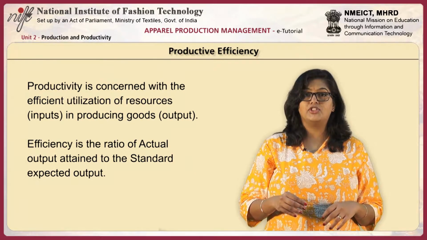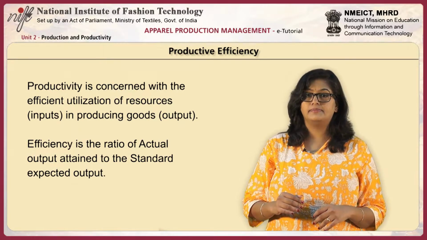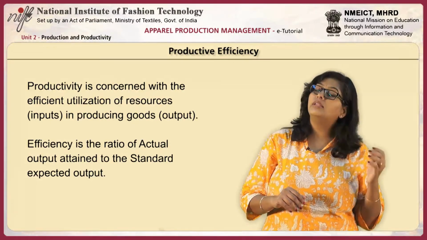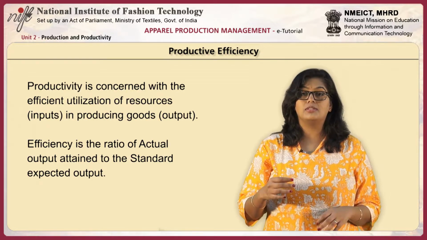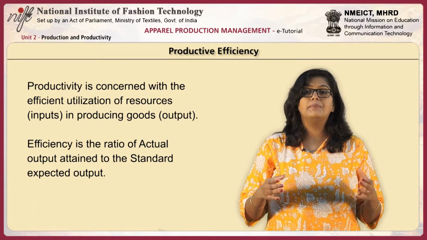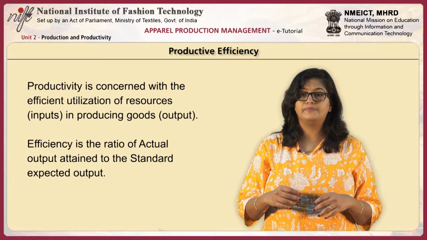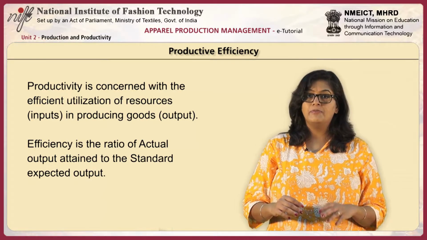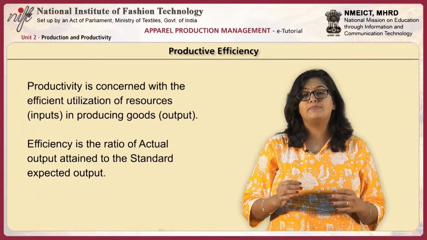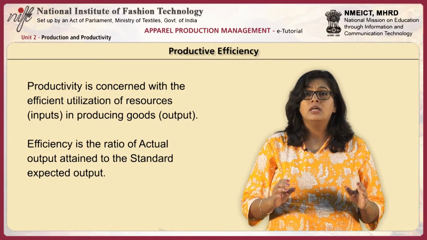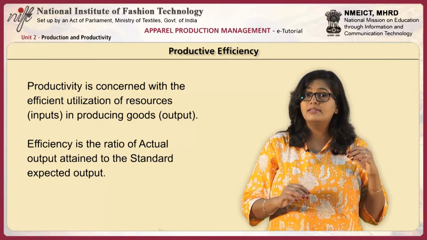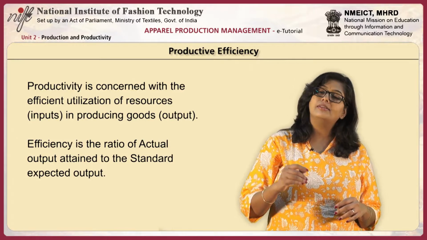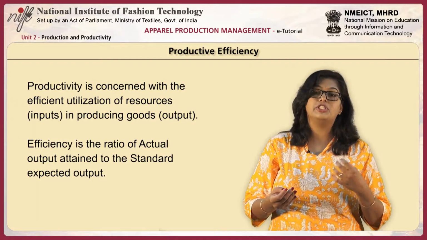Now let us try to understand productive efficiency. In simple words, productivity is concerned with the efficient utilization of resources, that is the inputs, in producing goods, that is the output. Efficiency is the ratio of actual output attained to the standard expected output. The concept of efficiency is closely associated with productivity. Quite often, productivity is expressed in terms of efficiency.